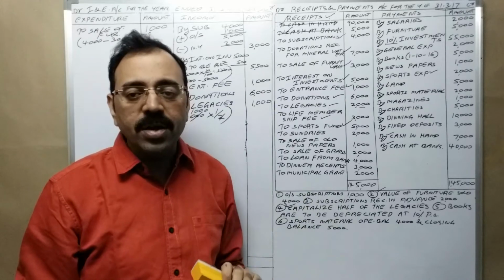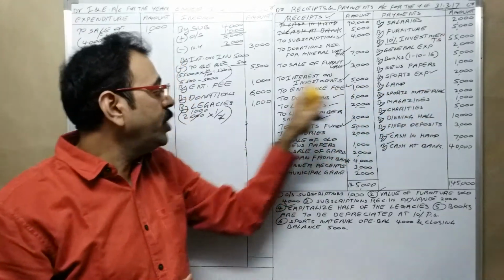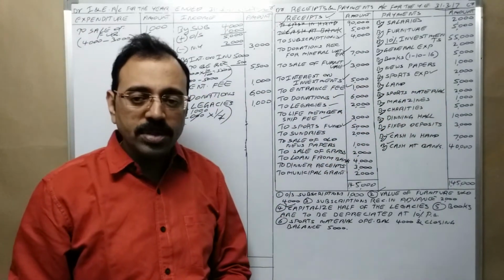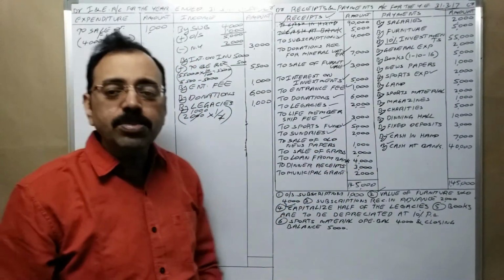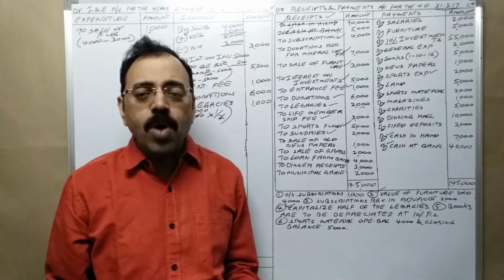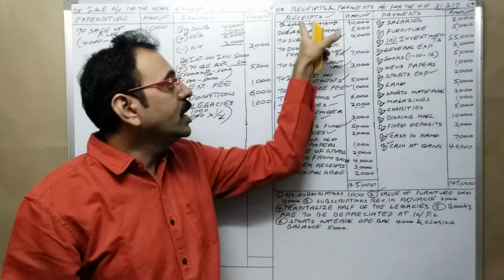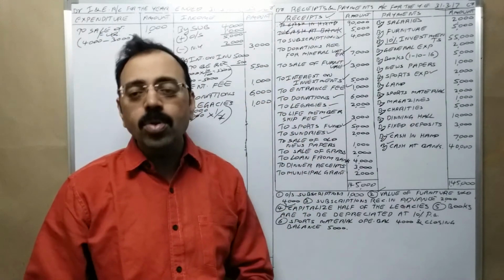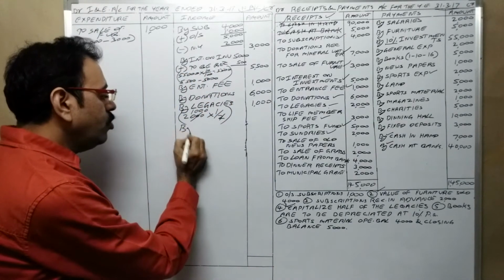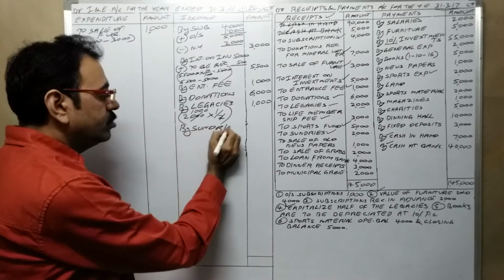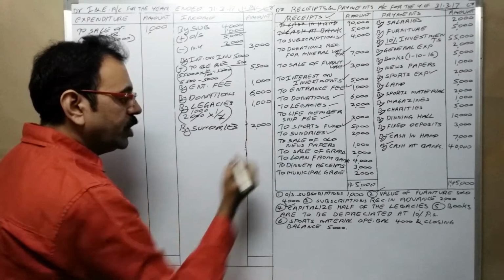Assume that the sports fund is not given, only sports expenses are given. Since the fund is not there, sports expenditure is a revenue expenditure and it should be debited to the income and expenditure account. Then, next one, sundries. Sundries means various small incomes or expenses. Which side is giving this amount? Receipt side, means it is an income to us. It is to be treated as revenue income. Record here only, sundries amount is 2000 rupees.